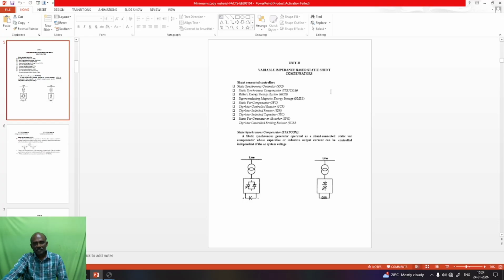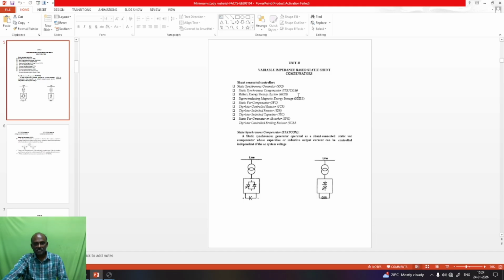Variable impedance based static shunt compensators. Using FACTS devices, we are varying the impedance of the system, the impedance of the lines. Line impedance depends upon the resistance as well as the reactance. So using the FACTS devices, we can change the impedance of the system using static shunt compensators. So what are static shunt compensators? The shunt connected controllers: static synchronous generators, static synchronous compensators, in short STATCOM.